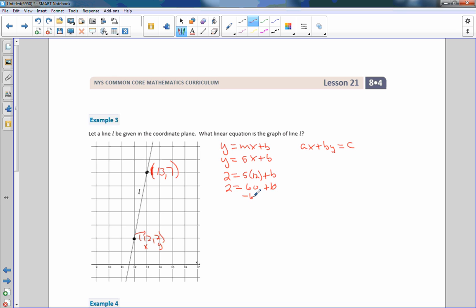And when I subtract 60 from both sides to get b by itself, I get negative 58 equals b. Okay, so I'm going to come down here, and I'm going to write y equals 5x minus 58. There is my slope-intercept form of my equation.